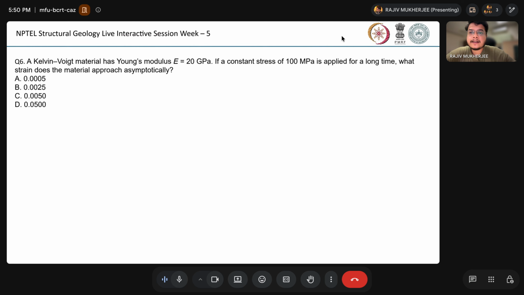A Kelvin-Voigt material has Young's modulus E of 20 GPa. Now, if a constant stress of 100 MPa is applied for a long time, what strain does the material approach asymptotically? Right? And the options are 0.05%, 0.05, 0.25, 0.5, or 5, different percentages of strain. Okay, so I will pause for a minute and then we will solve this question together.